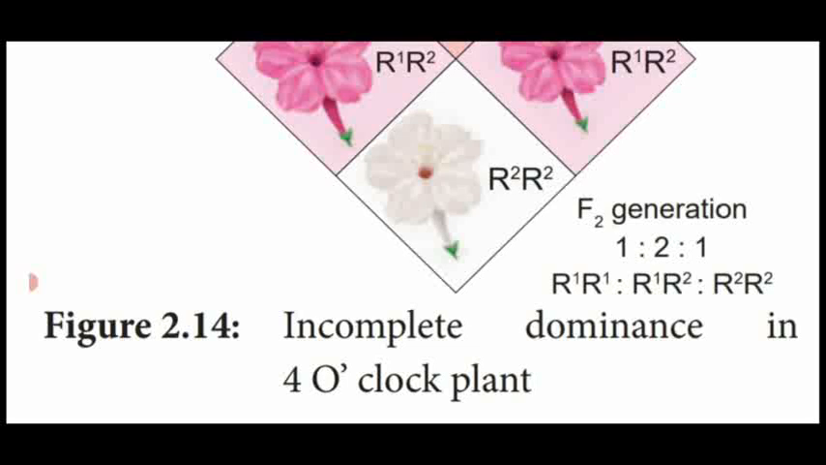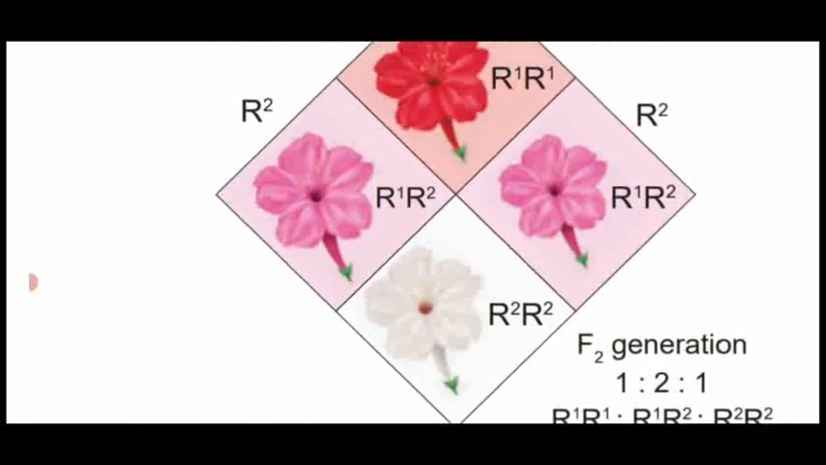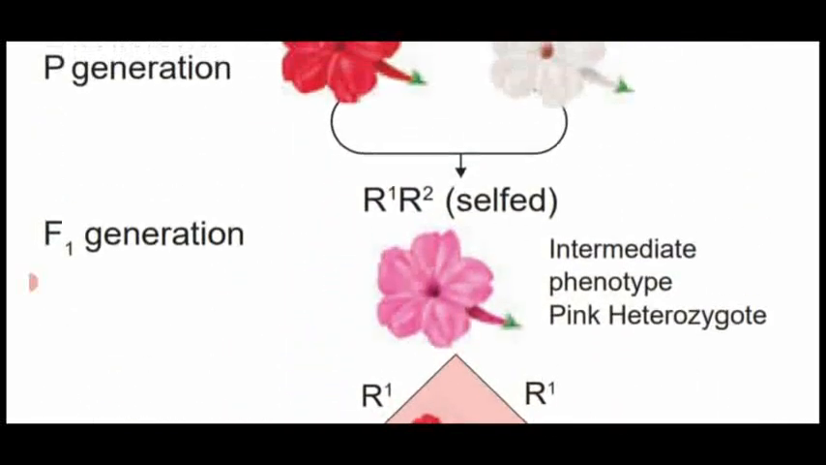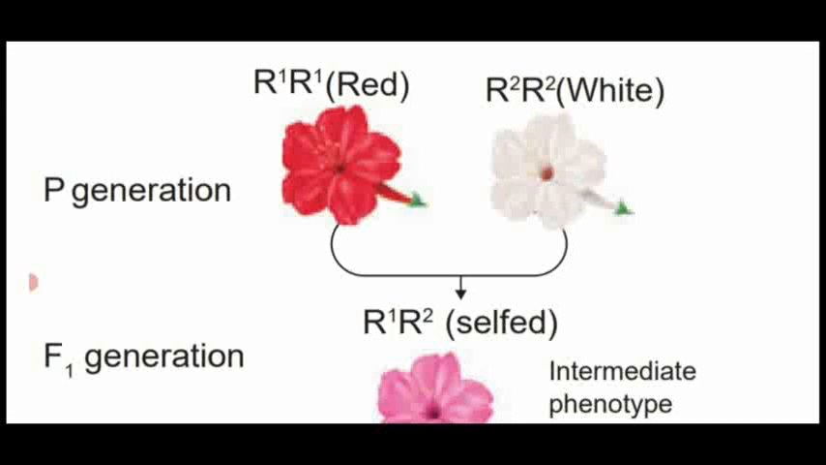homozygosity as well as heterozygosity, as we saw. So here this 1:2:1 is proving the incomplete dominance, and also there is no blending of genes taking place. Nothing is hidden, no character is suppressed. All the characters are equally expressed in the F1 and F2 generation. That is said to be incomplete dominance in the 4 o'clock plant, that is Mirabilis jalapa.